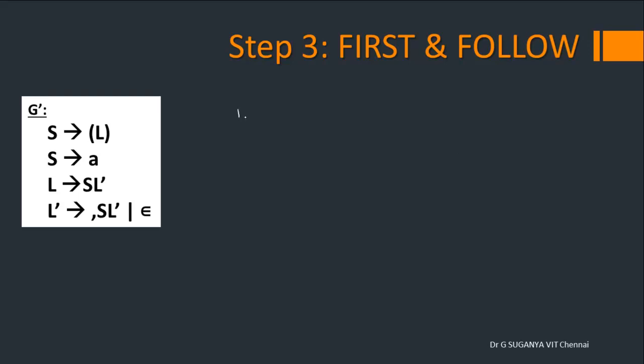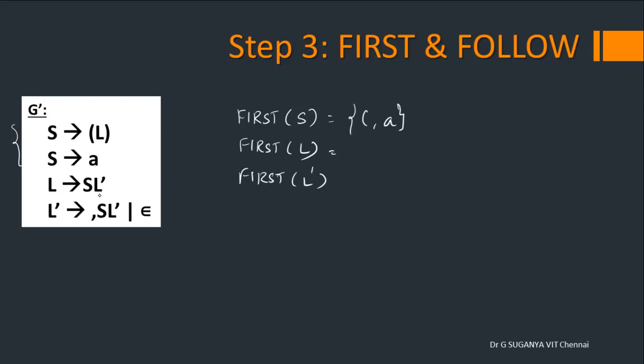Now let us compute first of S, first of L, first of L dash. When you compute first of S, both the S productions start with a terminal symbol, so no problem: left bracket, A. Then come to L. What is first of L? The first symbol is S, and hence it is equal to first of S, which is nothing but left bracket, comma, A. Already we have computed this. Now coming to first of L dash, there are two alternates for L dash. The first one starts with comma, the second one is epsilon. So it will be comma, epsilon.